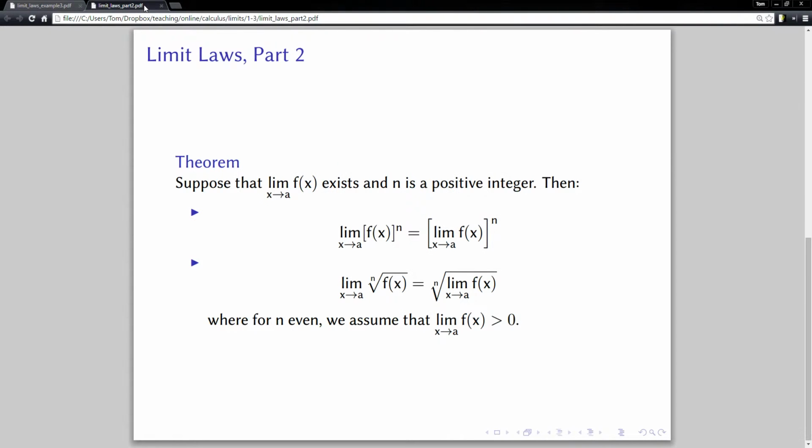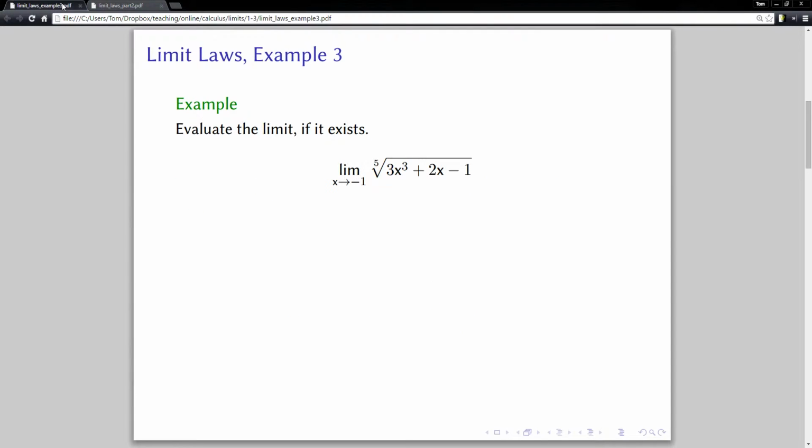In particular, the limit law that we're going to use is this limit law right here. This limit law says the limit as x goes to a of the nth root of some function will be the nth root of the limit of the function itself. So we're going to apply this rule in this particular case. It's going to look like this, right? So this limit here will be equal to the limit as x goes to -1 of 3x cubed plus 2x minus 1, provided that this limit exists.